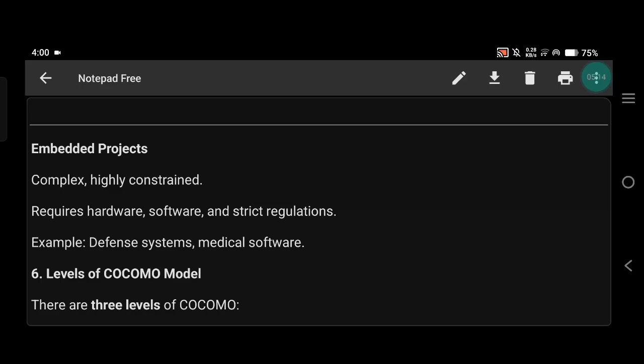Third is embedded projects, which means large complex projects with strict hardware and software requirements. Example is like defense software or medical systems or medical software.